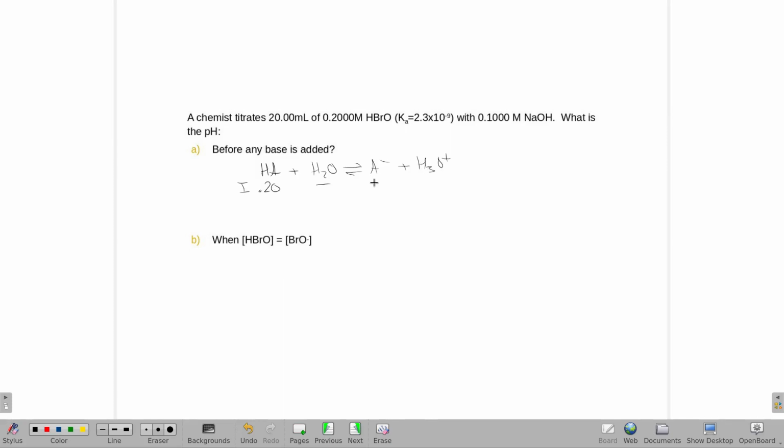We're going to ignore that. This is 0. This is 1.0 times 10 to the negative 7th. So our change, this is going to go down. Both these are going to go up. So at equilibrium, this is 0.2 minus x. This is x. This is 1.0 times 10 to the negative 7th plus x. I'm just not going to fully solve it as I'm writing it, right? So we're going to make assumptions when we actually plug it into our calculator.